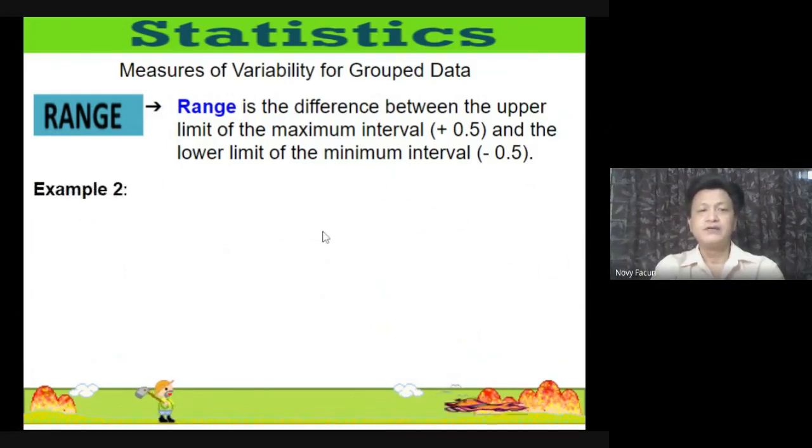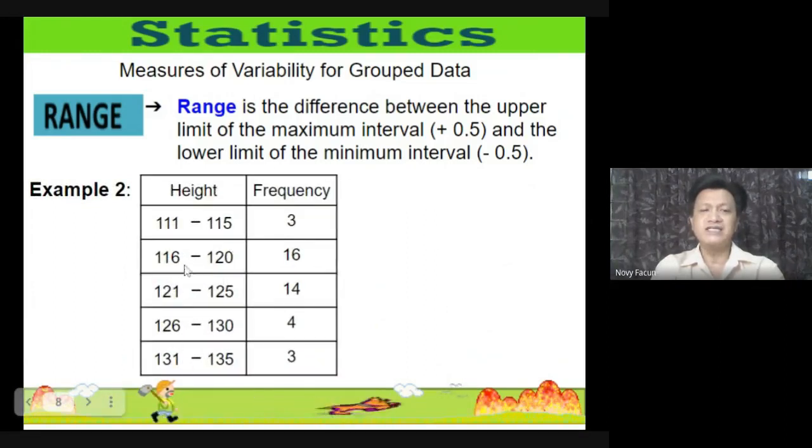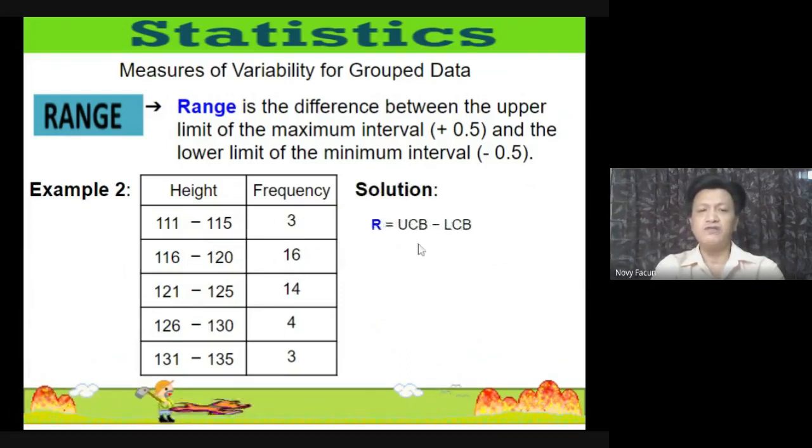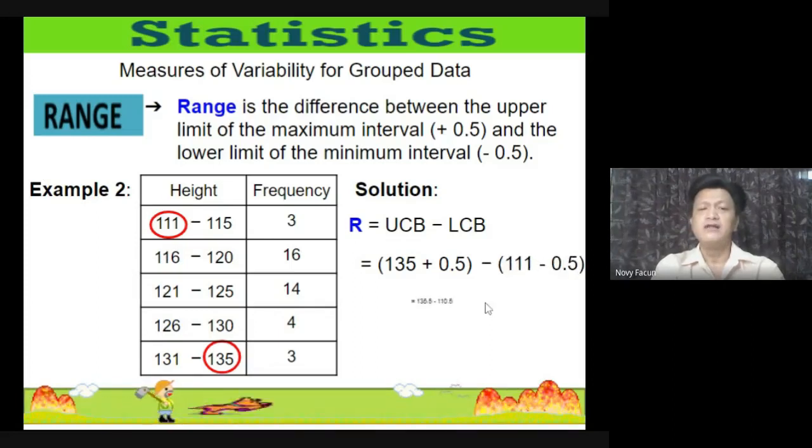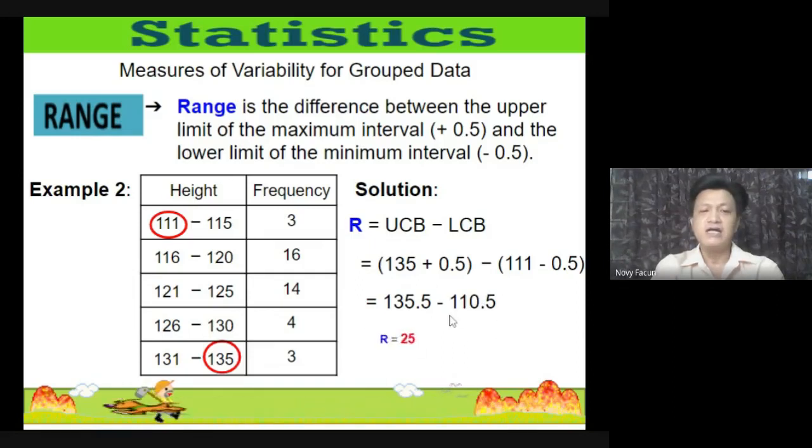Next, number 2. Dito naman sa number 2, given the height of students in centimeters and the frequency of each interval. So meaning to say, to solve the range, write first the formula, upper class boundary minus lower class boundary. And di ba, identify muna natin ano ba yung upper limit. Yun yung 135. So magpa-plus tayo dyan ng 0.5. Ano naman yung lower limit? Yun po yung 111. Mag-minus tayo ng 0.5. Therefore, that will become 135.5 minus 110.5. Kapag sinubtract natin yan, the range now is 25. Ganun lang po kung paano mag-compute ng range for the group data.